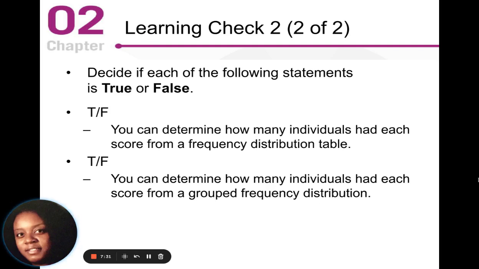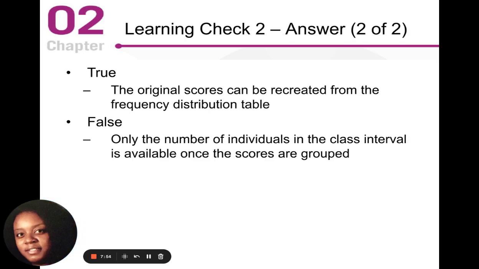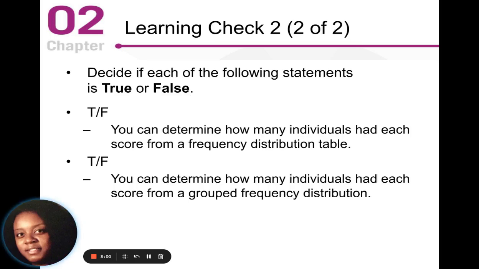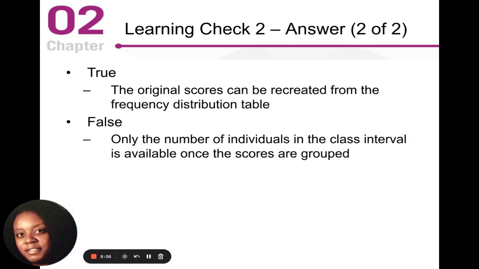Here are also 2 true-false statements. True or false, you can determine how many individuals had each score from a frequency distribution table, or you can determine how many individuals had each score from a grouped frequency distribution. So you can determine how many individuals had each score from a frequency distribution table. That is true. The original scores can be recreated from the frequency distribution table. The second statement, you can determine how many individuals had each score from a grouped frequency distribution, is false. Only the number of individuals in the class interval is available when the scores are grouped together.